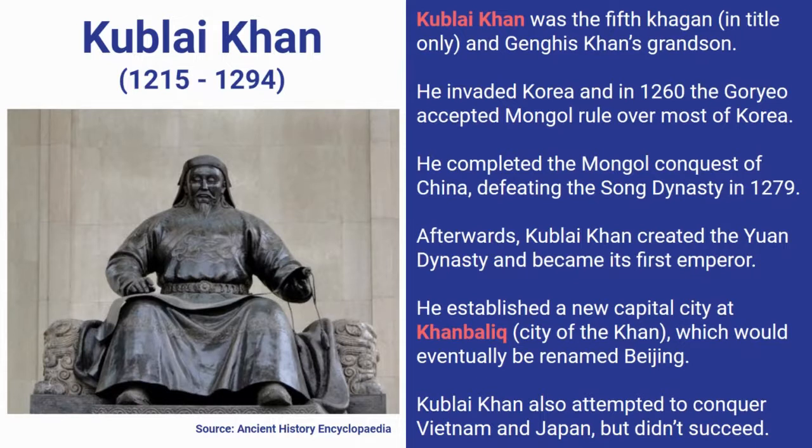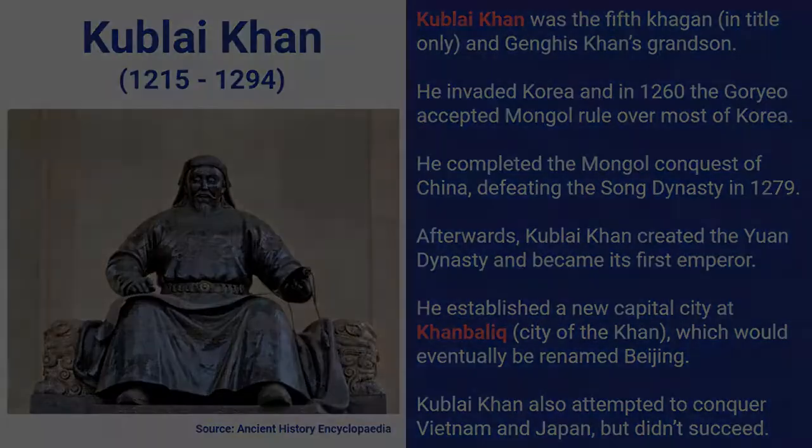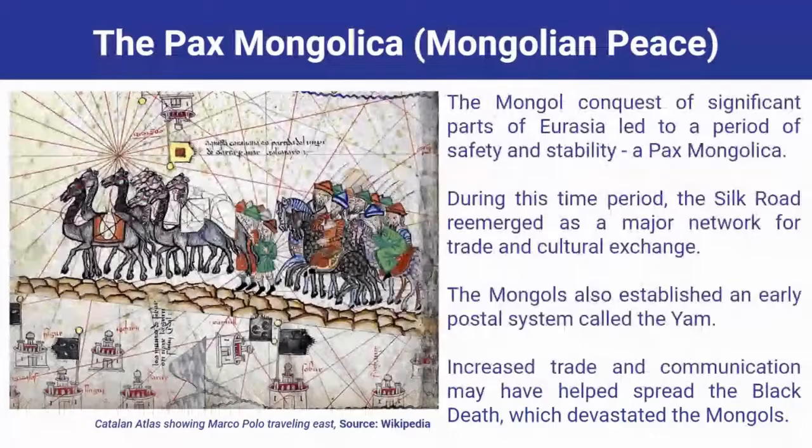He also tried to invade Vietnam and Japan, but wasn't successful. In fact, when they invaded Japan, the fleet was destroyed by some weather. And so Japan, if not for that weather, might have also been conquered by the Mongols, and you would have had a much different Japanese history had that happened.